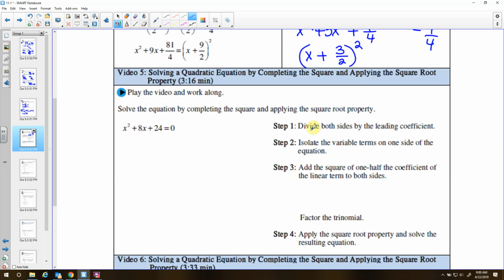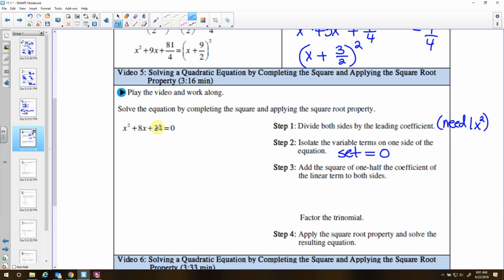All right. So let's do completing the square. Here are your steps. We divide both sides by the leading coefficient. So on these, you can only have a 1x squared. They're not going to work otherwise. So you need a 1x squared. Isolate the variable terms on one side. So bring everything over to one side of the equation. We're going to set equal to 0. Add the square of 1/2. So I'm going to take 1/2 of the middle and then add the square. Then we're going to factor it and then use the square root property.